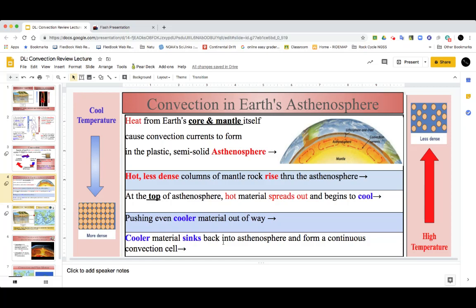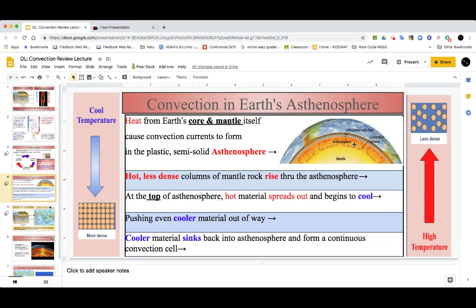Again, as that occurs, it gets heated up again and just continues the cycle of heating, rising, cooling, sinking. In this case, it's heating, rising, cooling, sinking rock. So we have these nice convection cells, which is just that continuous cycle of heating, rising, cooling, sinking, occurring, we believe, all within the asthenosphere.